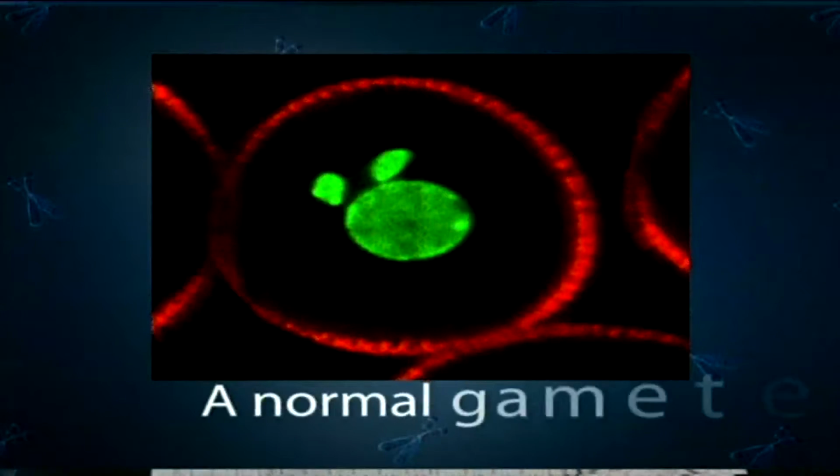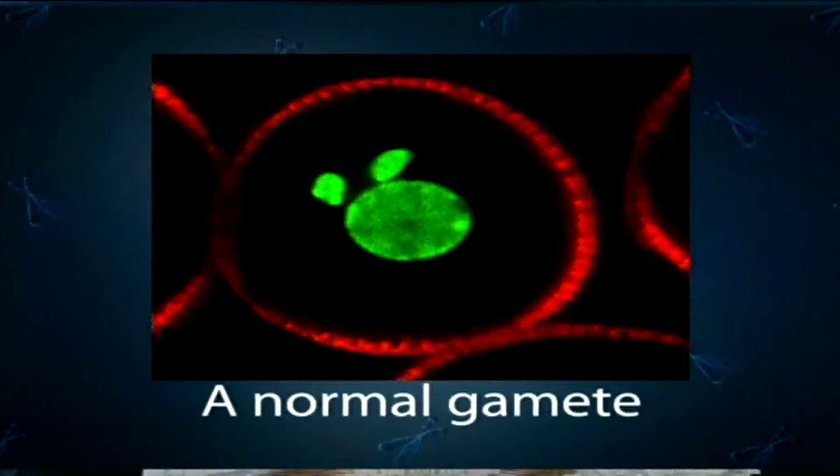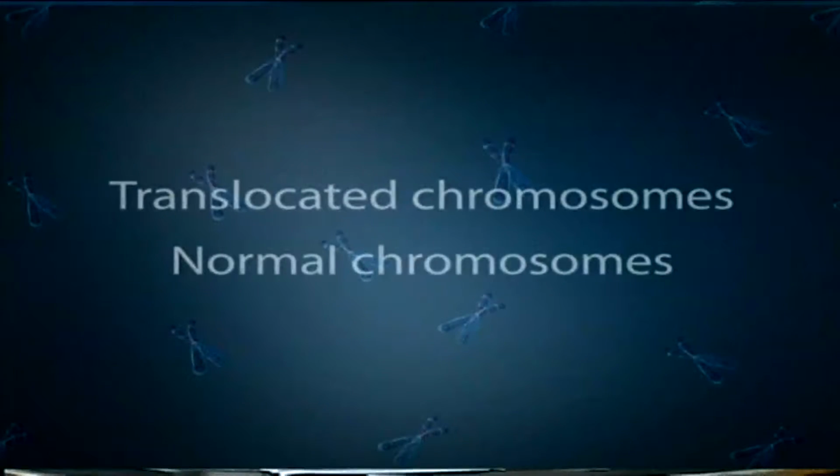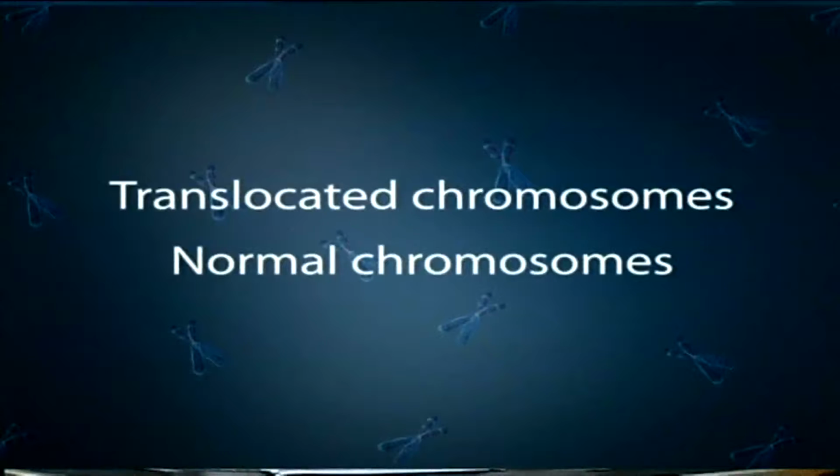Since we have seen that only the alternate type of gamete formation will lead to the formation of normal or functional gametes, therefore fertilization will only take place by the gametes formed by this type of disjunction, the alternate type of disjunction. Therefore, when a translocation heterozygote undergoes selfing and produces male and female gametes, it will produce 2 types of gametes on both sides, one type carrying the translocated chromosomes, another type carrying the normal chromosomes, but both types of gametes are functional on both sides, male and female.